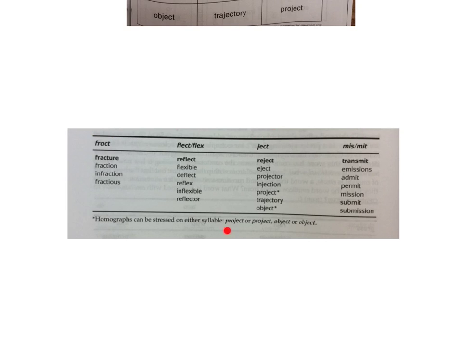Some of these, like project and project, object and object, can be pronounced differently and have different meanings based on that. An object is something you hold, and object is when you disagree with an idea. So keep in mind that those have homographs, which sound different but are spelled exactly the same, and those go in the ject category. And that again is just those Latin roots: fract, flex, flect, ject, miss, and mit.